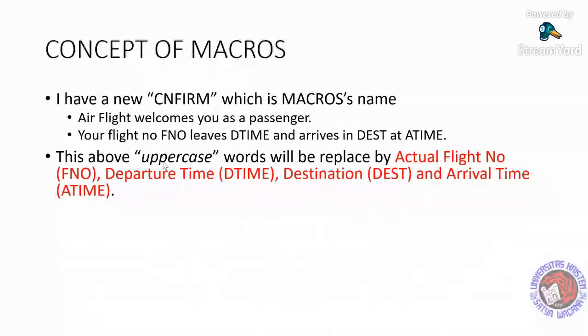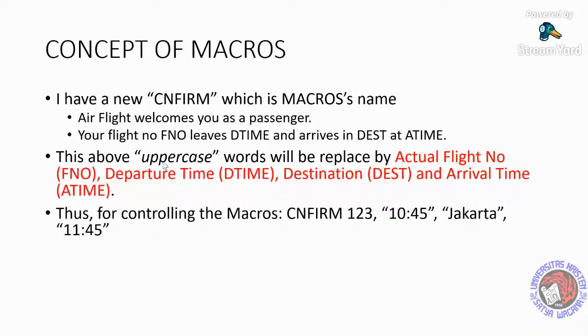For example, the uppercase words above are replaced by the actual flight, F number, departure time, T time, destination test, and arrival time, A time. So if you want to fill the confirm, you simply say confirm 1, 2, 3. This one represents the first bracket, F, and then the second bracket, T time, is the second session here, and then the third bracket, test, is the third session, and so on and so forth.